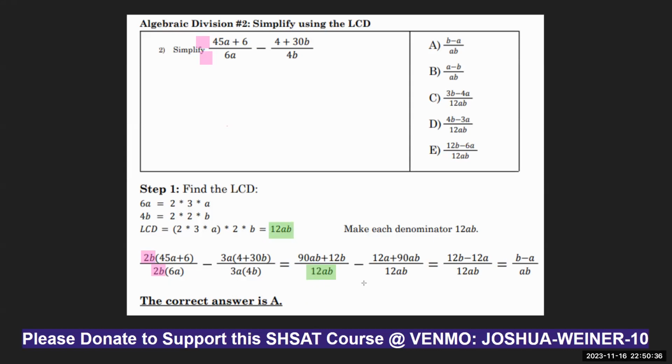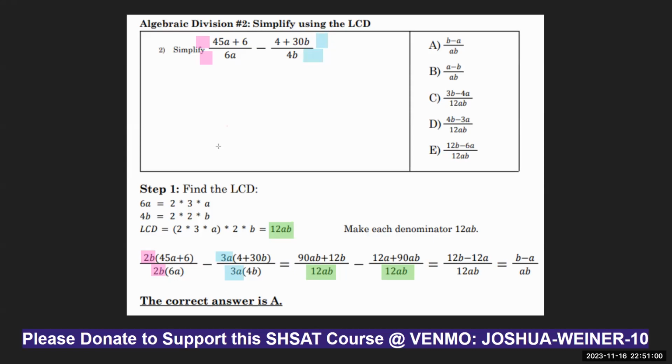Then on the 3 times table, there's also a 12, but we have to multiply, it's 4b, so we have to multiply the second one by 3a over 3a. So then that will create 12ab also in the second fraction. So that's how we scale up to the least common denominator.